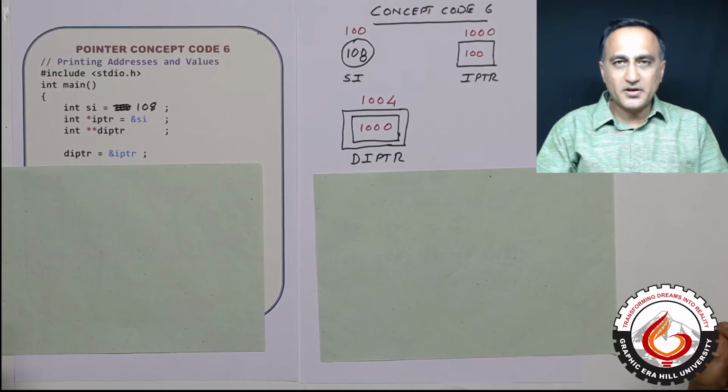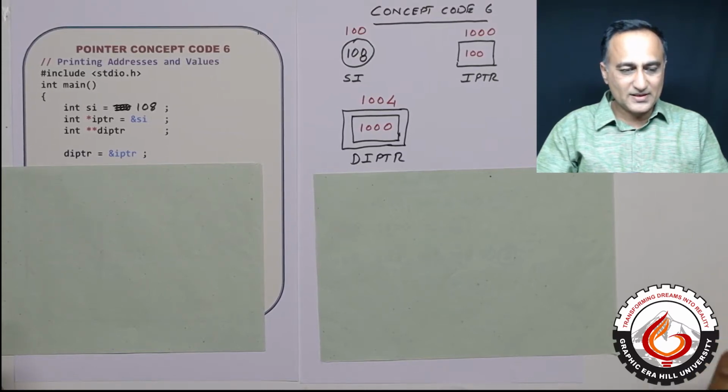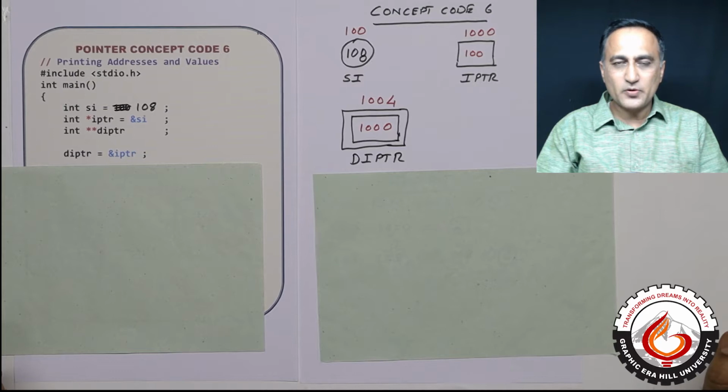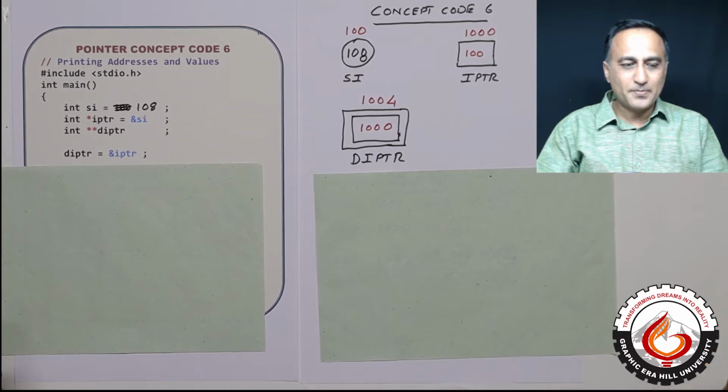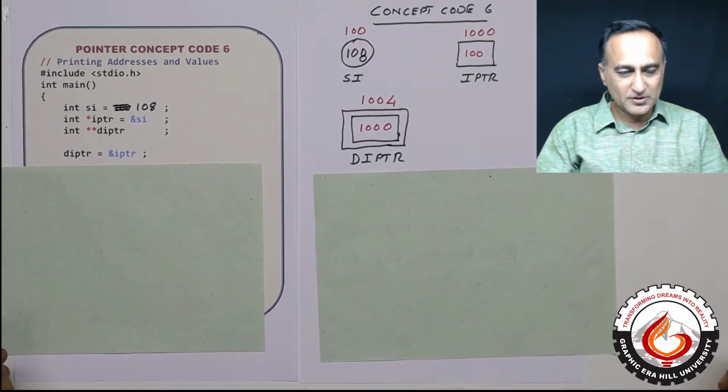Welcome to Pointer Concept Code number 6. In this particular program, we shall be printing the addresses of all types of variables, the normal variables as well as the single pointer and the double pointer types of variables.